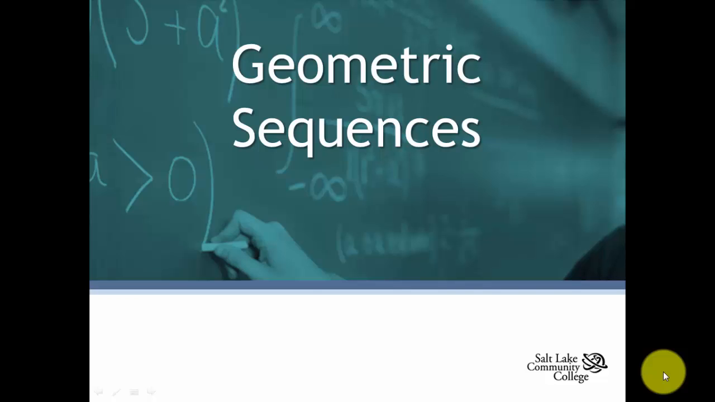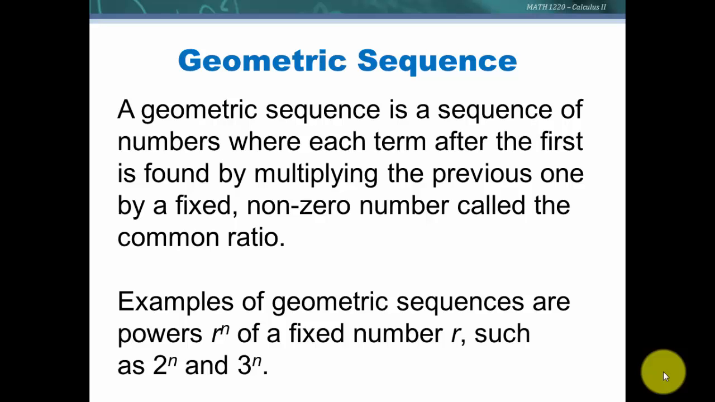Let's talk about geometric sequences. A geometric sequence is a sequence of numbers where each term after the first is found by multiplying the previous one by a fixed non-zero number called the common ratio. So some geometric sequences are powers of r to the n, with r being a fixed number like 2 to the n, 3 to the n, and so forth.